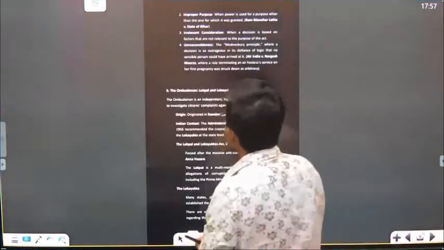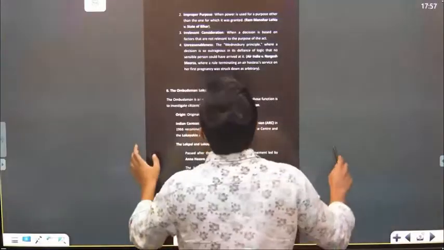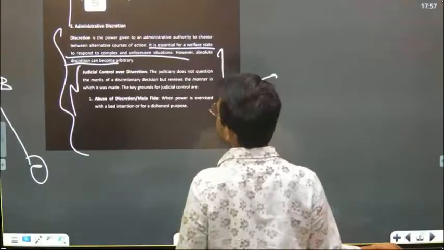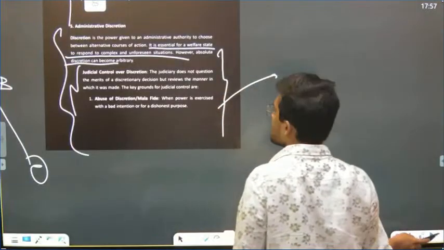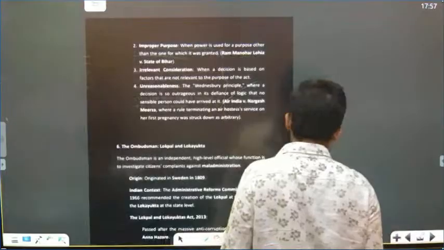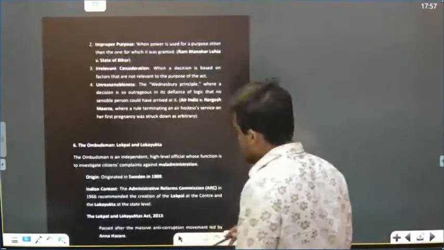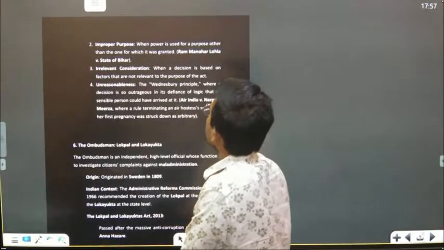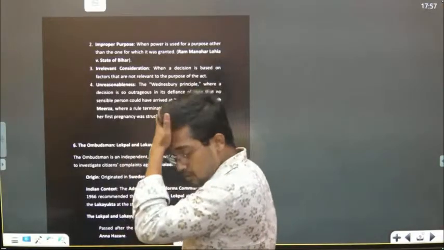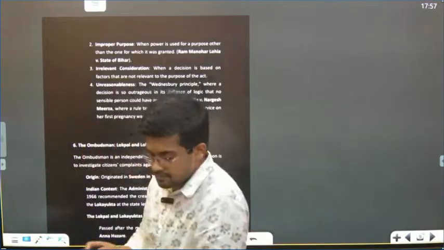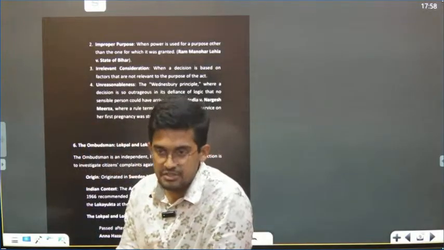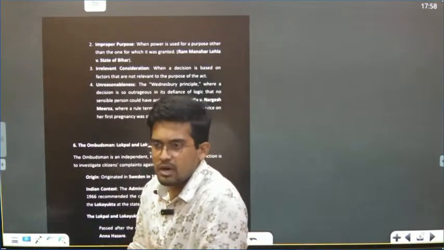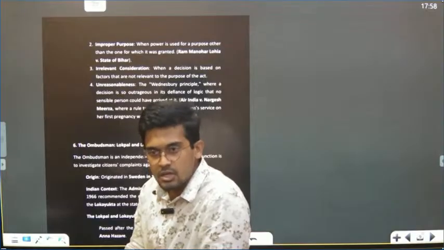Secondly, the key grounds for judicial control: one is malafide intention, second is improper purpose. Whatever purpose some power and discretion is given for, if you go ahead and use it in some other way, that means you are not using it for that purpose. So the judiciary can review it.